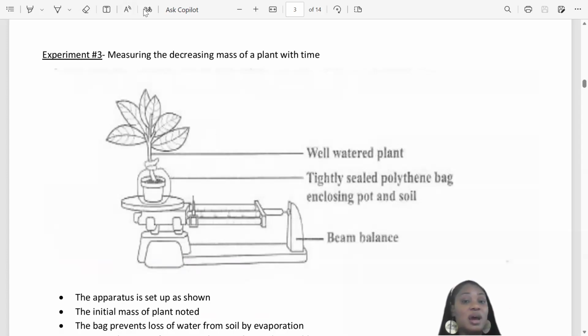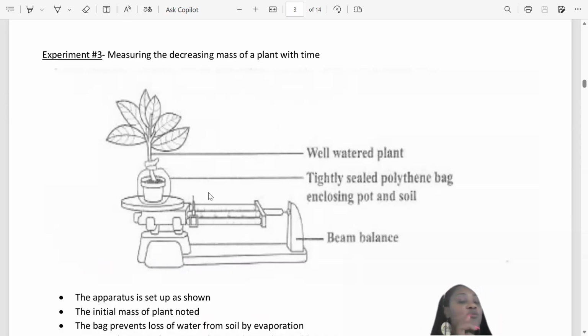Now, another experiment that could be used to prove that the leaves are losing water vapor is by getting a potted plant and putting the bag around the root of the plant. So you cover the root, not the leaves, and you leave the plant on a scale. You're covering the roots because you don't want any water to evaporate from the roots, because there is water in the soil.